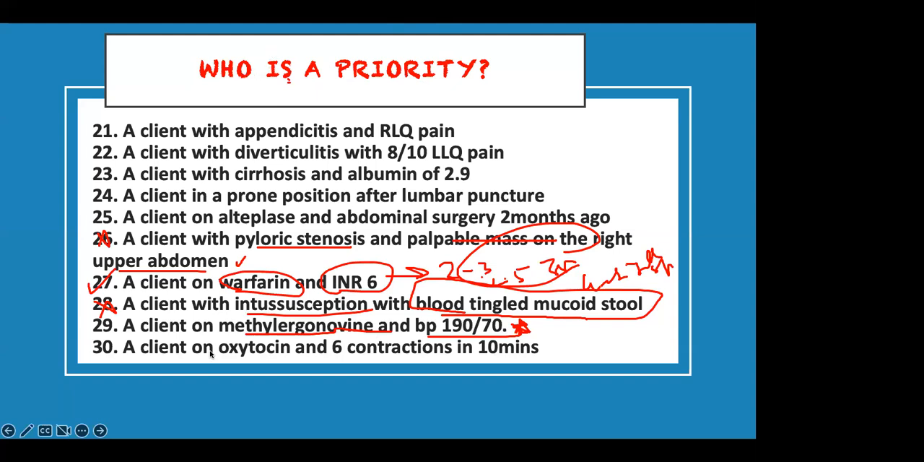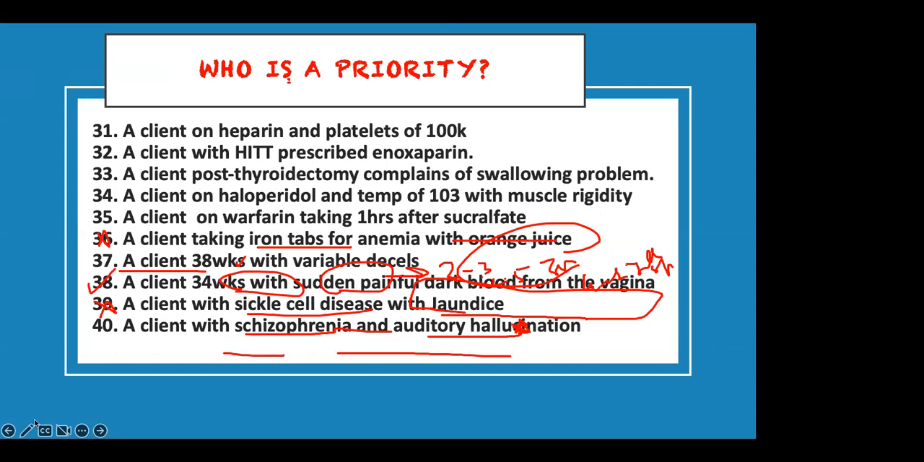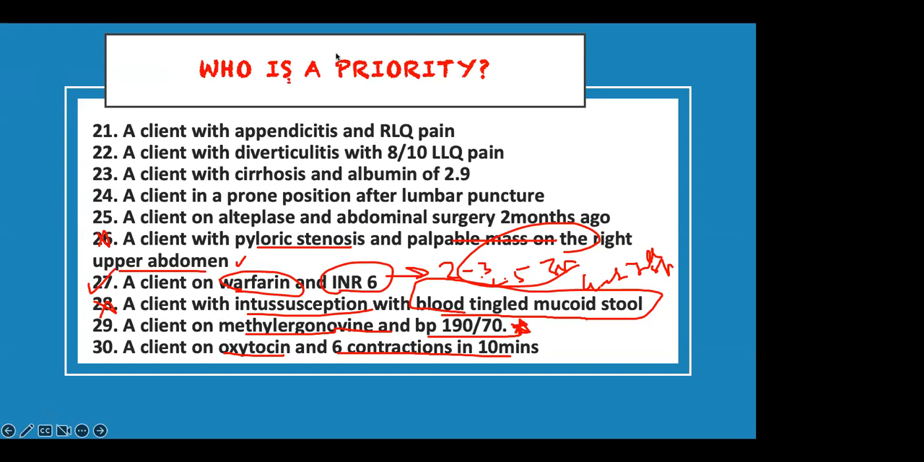A client on oxytocin and 6 contractions in 10 minutes. Once again, that's the way they will set it. What do you guys think? 6 contractions in 10 minutes. How many contractions should you get in 10 minutes? 2 to 5. This is tachysystole. The uterus is contracting nonstop. It will burst open. Therefore, we need to stop the oxytocin right away. That's bad. So we got to see this patient. Okay, guys, that patient needs to be seen.